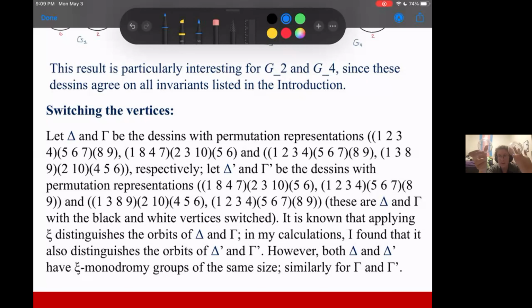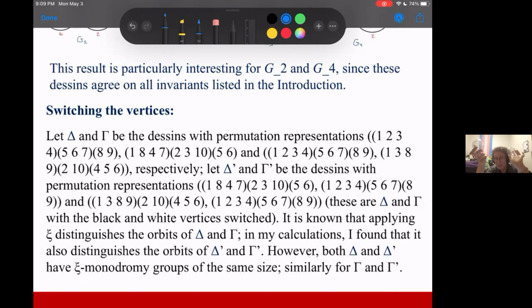So we already know that these two are in different orbits because their xi invariants disagree. What I did is I switched the vertices of these two. What I mean by that is I took all of the black vertices on delta and replaced them by white vertices and vice versa. So it's a similar looking Dessin, but all the vertices are switched. And I did the same thing for gamma. I called those new Dessins gamma prime and delta prime.